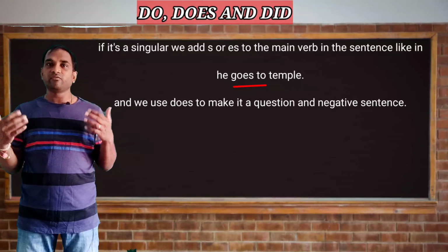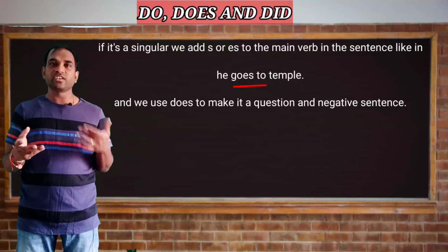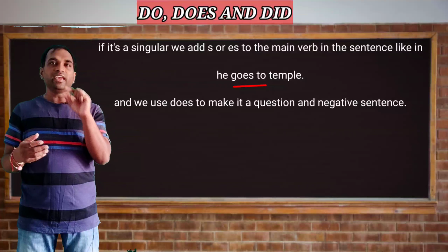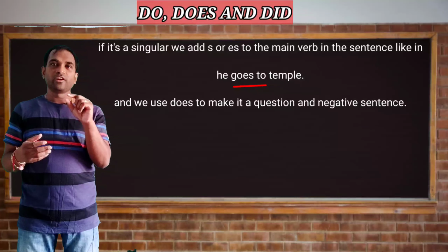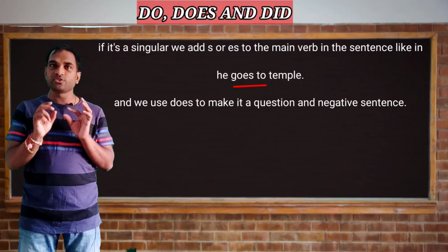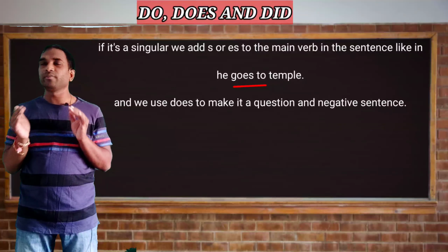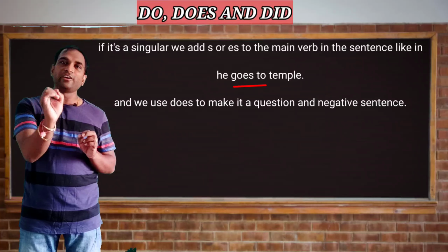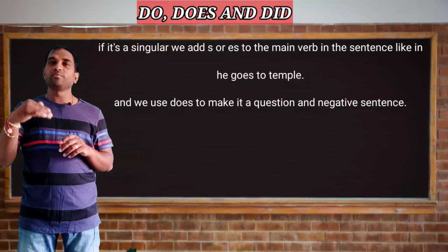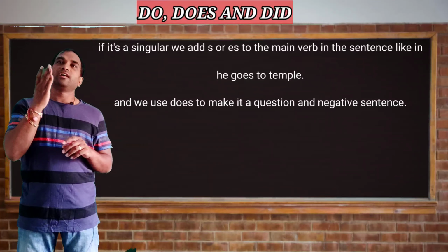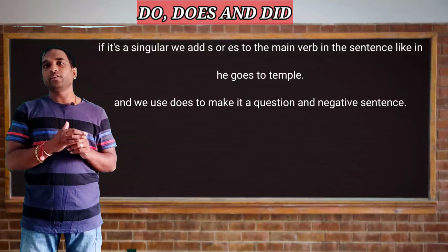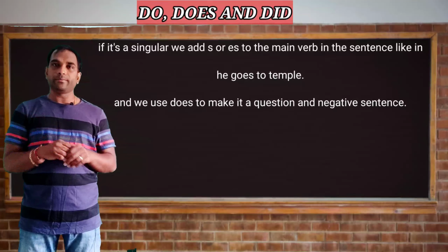And as I said, for habitual actions or regular actions: he goes to temple every day. Here I added es to the main verb "go" in order to make this sentence simple present tense. We should not simply say "he go to temple," because es is added to the main verb in simple present tense. And we can also make this sentence a negative and a question by saying, does he go to temple? He doesn't go to temple.